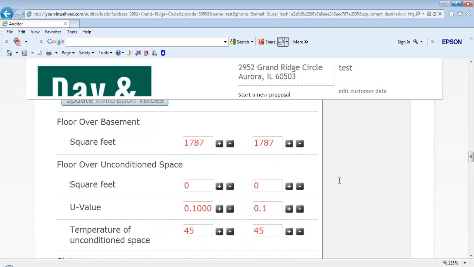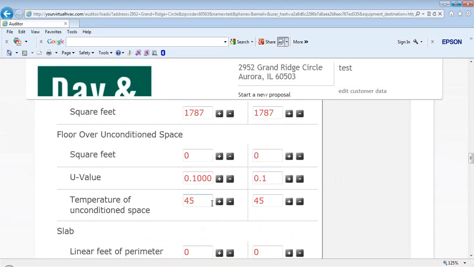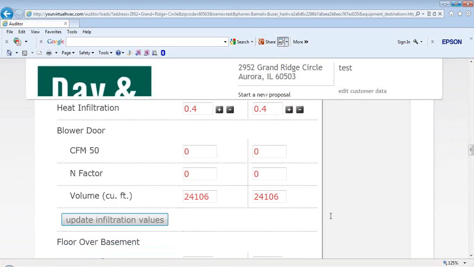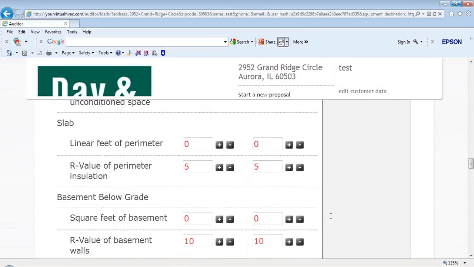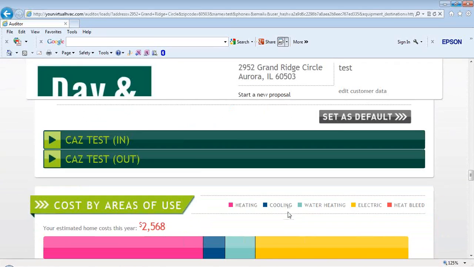Basement over square feet, that was correct. I'm not making any changes there. It's conditioned, so I'll make that 70. Slab, basement below grade, okay.